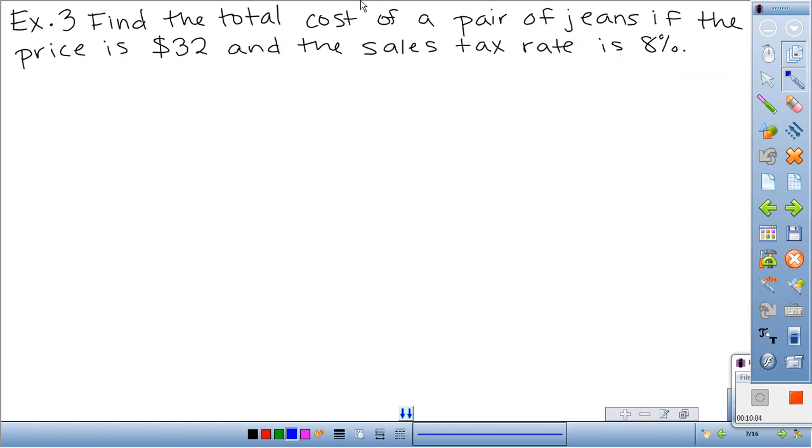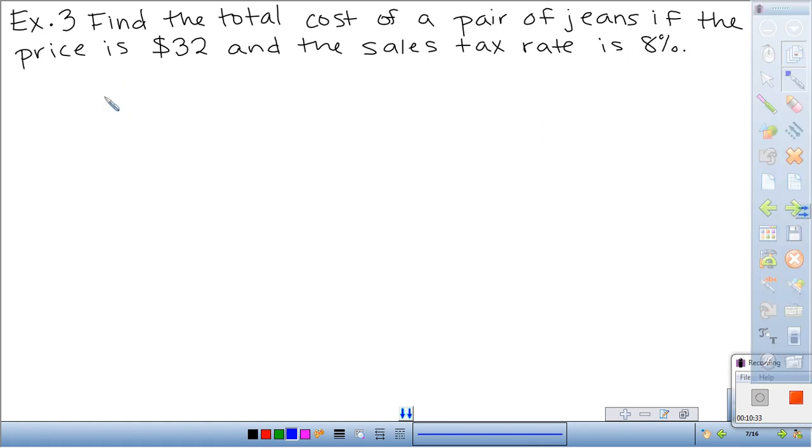Example 3. Find the total cost of a pair of jeans if the price is $32 and the sales tax is 8%. This is a great problem because it's something we do every day, but we don't know exactly what we're doing. We're always buying things. We all buy things. Every time you buy a pair of jeans or a t-shirt, you know that whatever the price is listed as is not actually the price you pay, and that's because you're adding on sales tax.